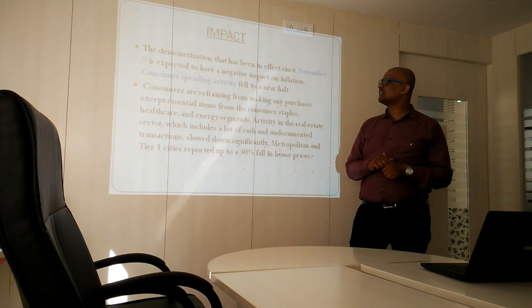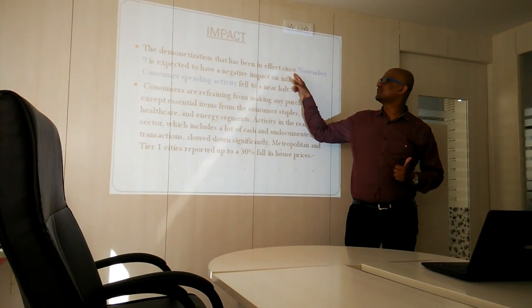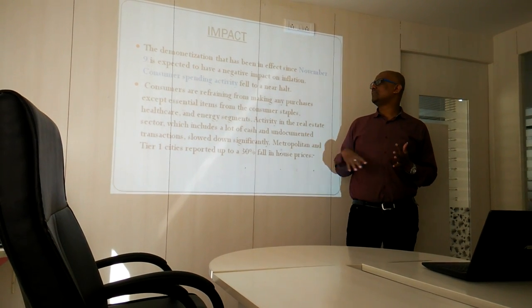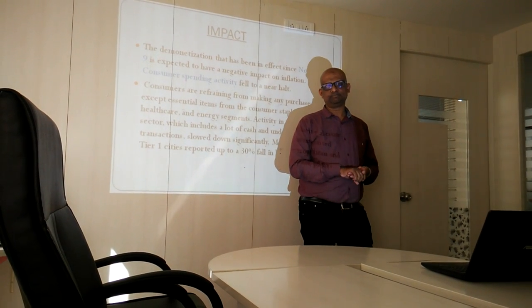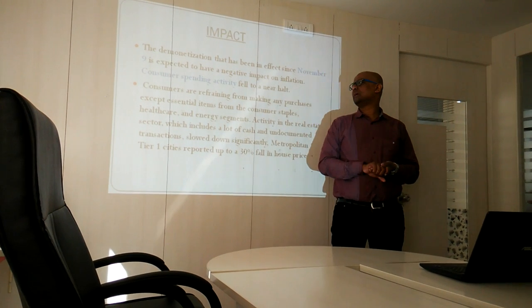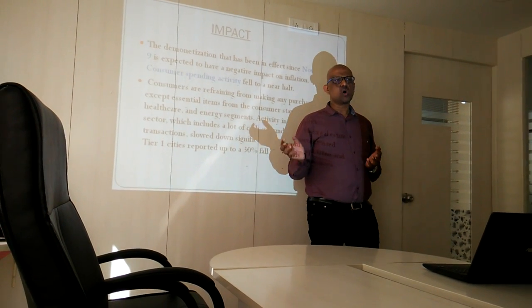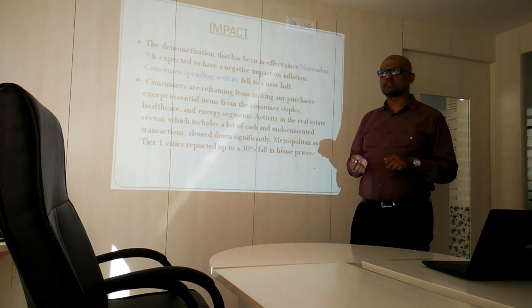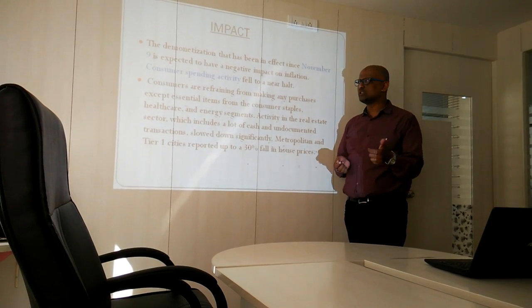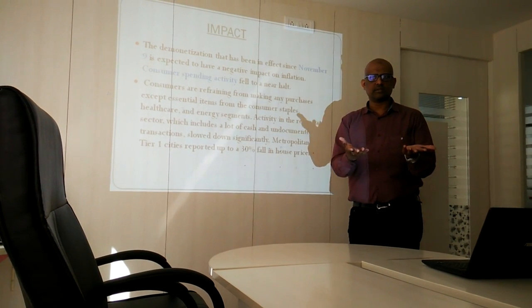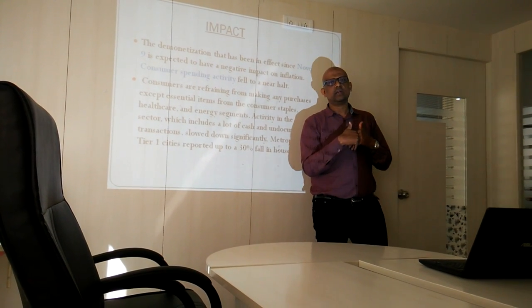The first reason is that demonetization, in effect since November 9, 2016, is expected to have a negative effect on inflation. Why? Inflation would definitely affect the common man or any necessity good which we use our legal tender or money to buy, because when the old money goes and new money notes come in, it would definitely affect.